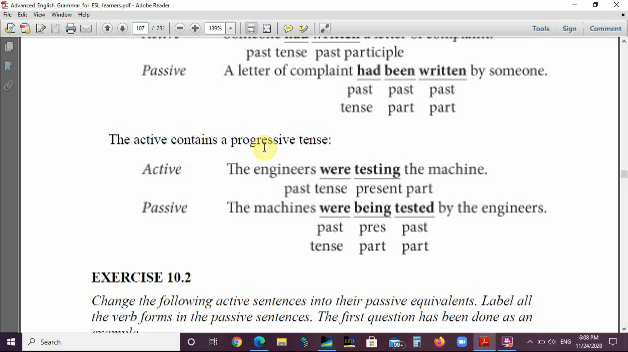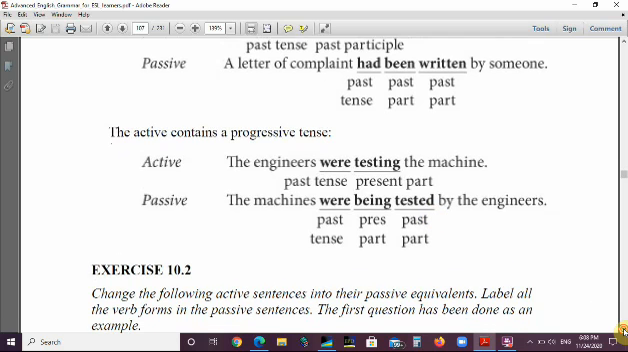The active contains a progressive tense. We have ing. The engineers were testing the machine. So where is past tense of verb to be. Testing, present participle, verb test. The machine was being tested. So was is past tense. Being, present participle, and tested is past participle.